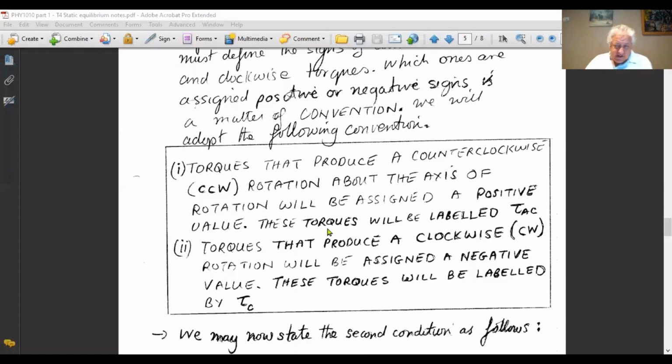It doesn't really matter whether you attach a minus sign to the clockwise or the anti-clockwise torques. Anti-clockwise is another word for counterclockwise. Torques that produce a counterclockwise rotation about the axis of rotation will be assigned a positive value. These torques will be labeled tau AC. Torques that produce a clockwise rotation will be assigned a negative value, and these torques will be labeled tau C. This is the letter tau, by the way, the Greek letter tau.